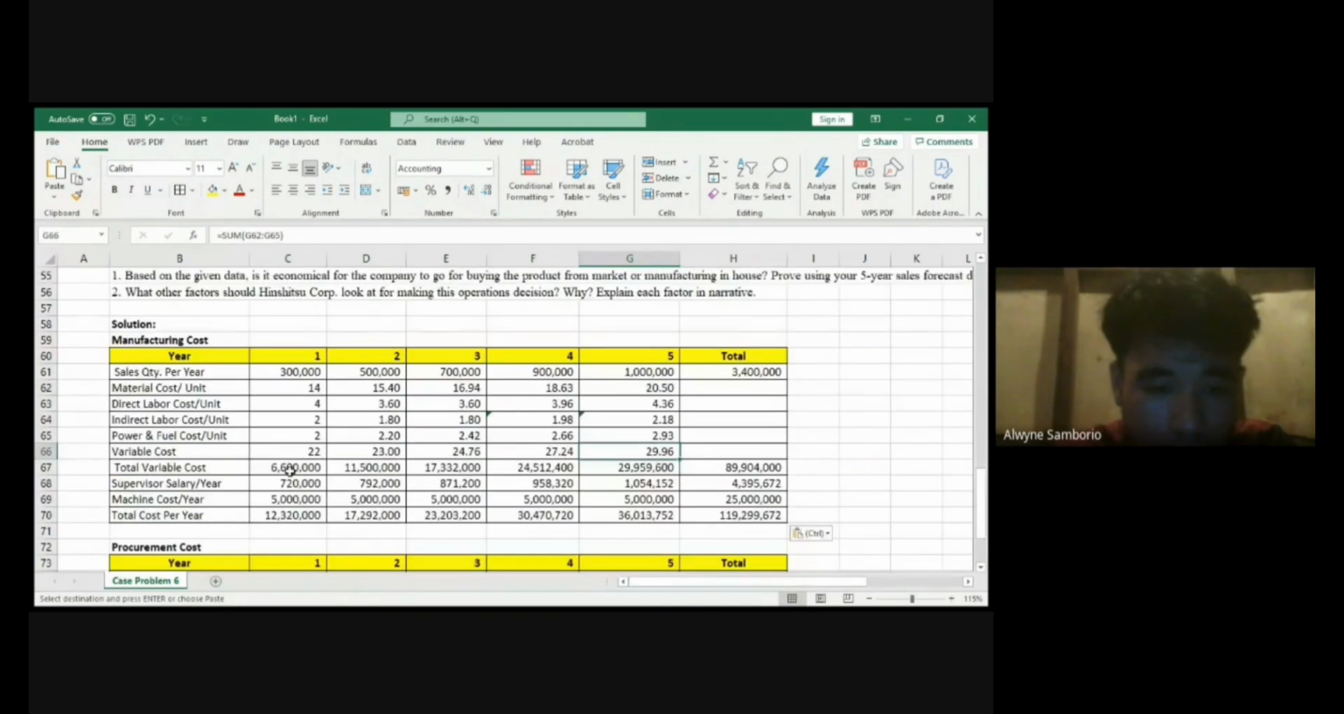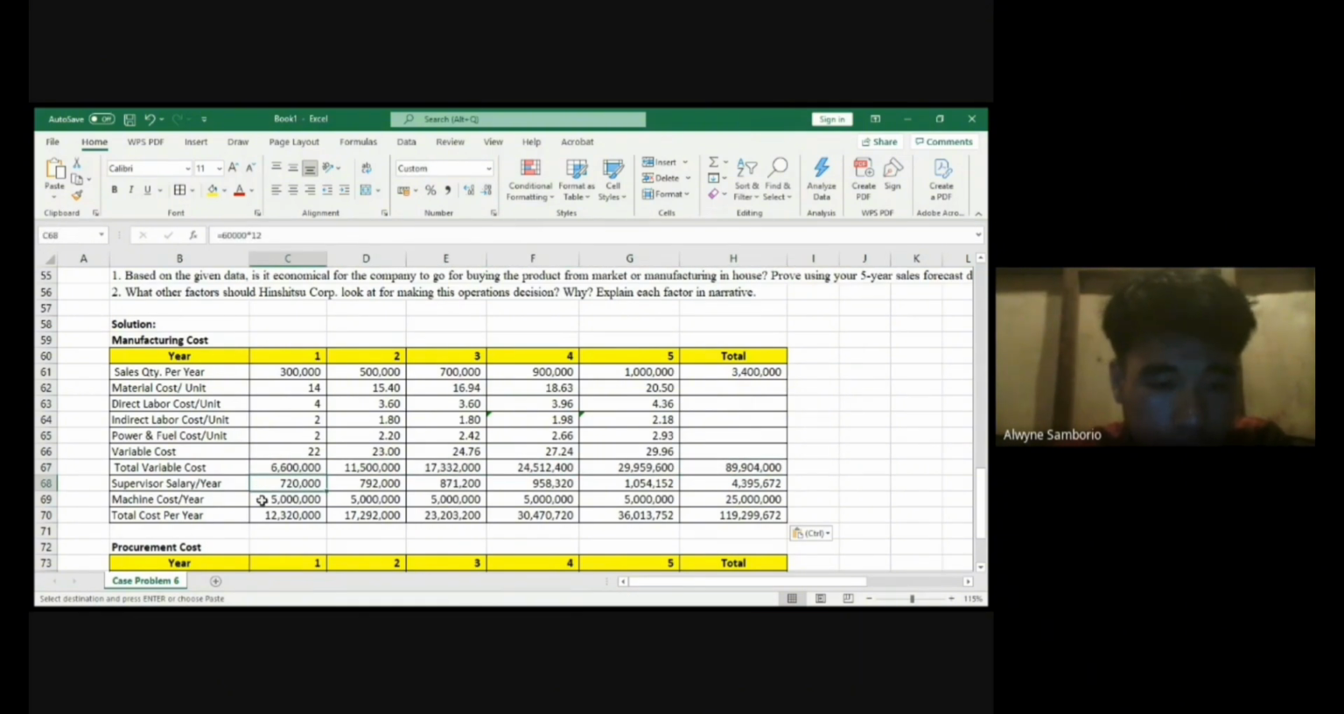In order to find the total variable cost, we just have to multiply the variable cost and the sales quantity per year. So for the first year, 22 times 300,000 became 6,600,000. Then for the second year, 11,500,000, then 17,330,000, 24,512,400, and 29,959,600. If we total it, it will sum up to 89,904,000.